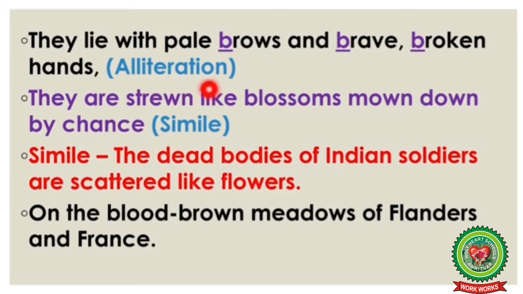The first is alliteration. B of brows, B of brave and B of broken. So, this consonant sound is repeated. The another figure of speech used in the line, they are strewn like blossoms mown down by chance, is simile. The dead bodies of Indian soldiers are scattered like flowers.